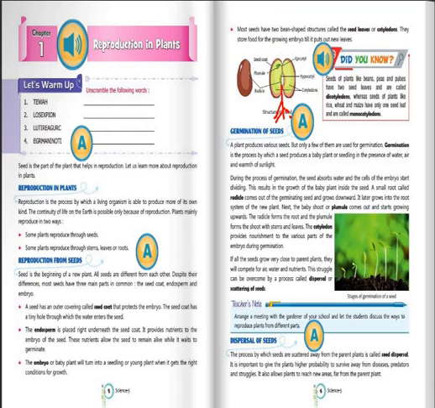Now we will study about the dispersion of seeds. Dispersion of seeds or scattering of seeds is important, because if all the seeds fall under the parent tree, then there will be huge competition for air, water and nutrients. So dispersal of seeds is important.